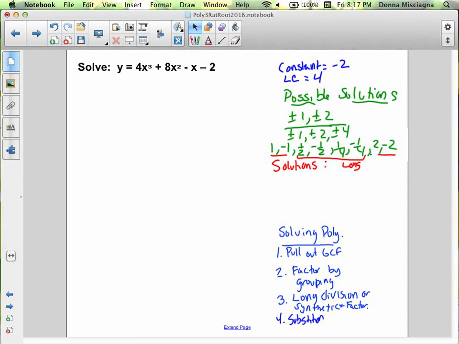But let's try something different this time. So in every example we had before, there was no real pattern. Look at these numbers here, 4 and 8. 1 is the coefficient, 1 and negative 2. Notice that 8 is twice 4 and 2 is twice 1. Let's try factor by grouping, because if factor by grouping works, this will be faster. Will this work? Should I choose that one? Let's try factor by grouping.